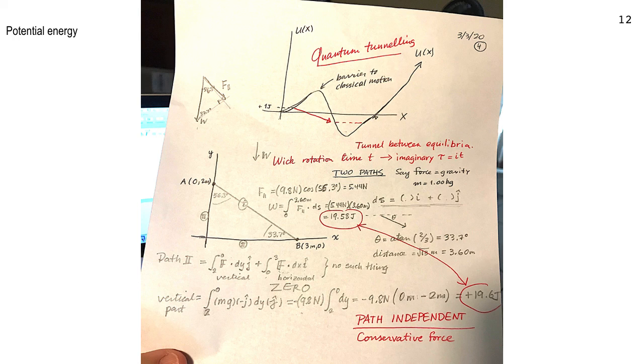And so that's what you can do in quantum mechanics. And so this potential energy idea of looking at the minimums, the maximum, the bumps, the turning points, all that stuff has physical importance even in quantum mechanics. So this is quantum tunneling. And if you've ever heard of that term, now you know a little bit about it. So this is a classical barrier to classical motion, but not to tunneling.